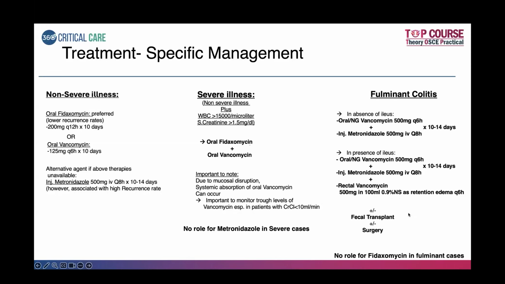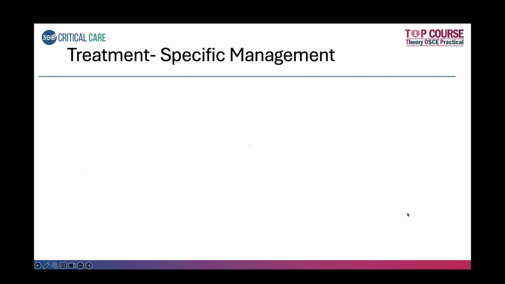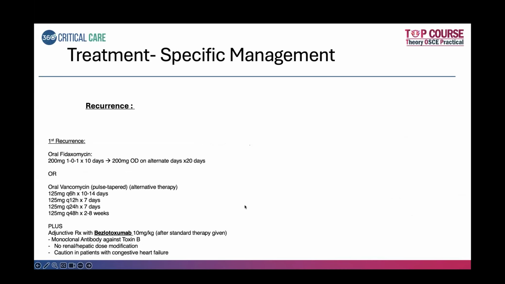There is no role for fidaxomicin in fulminant cases. Coming to recurrences, for the first recurrence, you can go with oral fidaxomicin 200 milligrams BD for 10 days, then 200 milligrams OD on alternate days for 20 days. Or oral vancomycin as pulse tapered therapy: 125 6th hourly for 10 to 14 days, then 12th hourly for 7 days, 24 hourly for 7 days, then 48 hourly for 2 to 8 weeks.